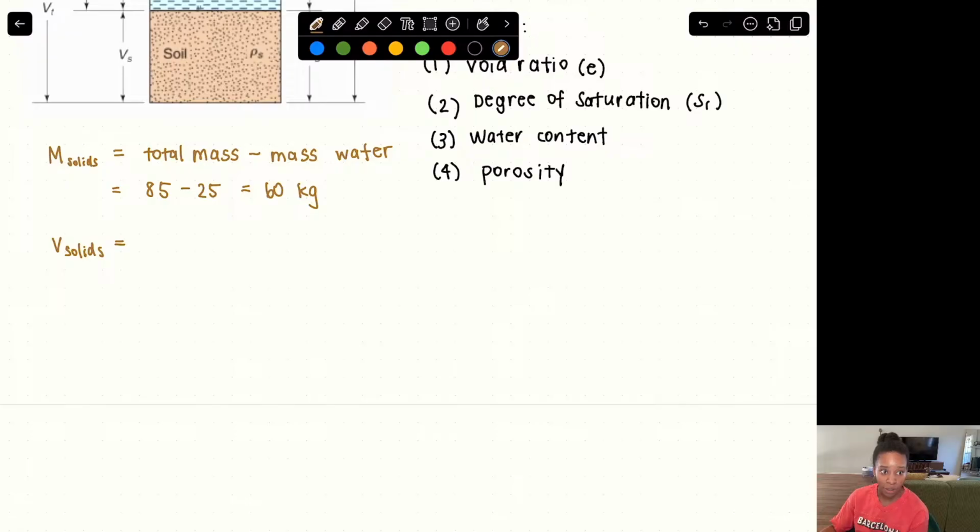And phase relationship problems, they just take practice. So even if you aren't really comfortable today, the more practice that you do, the better you'll get. Okay, so now we're going to find the volume of solids, which is going to be the mass of solids divided by the specific gravity of the solids times the density of water.